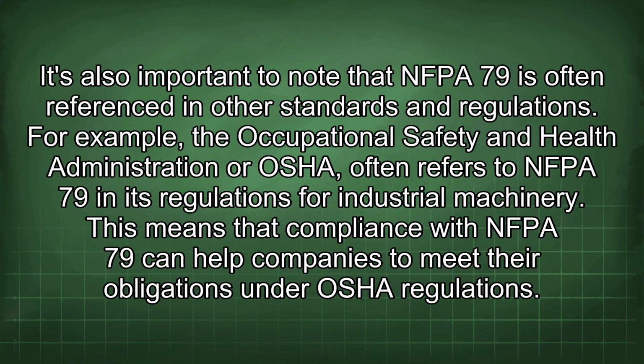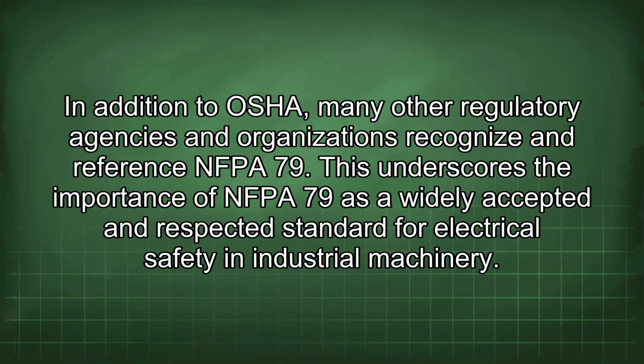These requirements are designed to protect workers from the hazards associated with automated equipment, such as unexpected movements and collision. It's also important to note that NFPA 79 is often referenced in other standards and regulations. For example, the Occupational Safety and Health Administration, or OSHA, often refers to NFPA 79 in its regulations for industrial machinery. This means that compliance with NFPA 79 can help companies to meet their obligations under OSHA regulations. In addition to OSHA, many other regulatory agencies and organizations recognize and reference NFPA 79. This underscores the importance of NFPA 79 as a widely accepted and respected standard for electrical safety in industrial machinery.